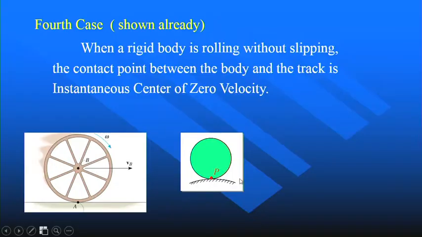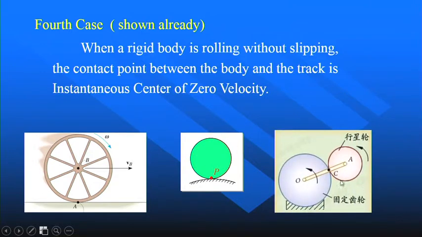For the other case, for example, a disk rolling without slipping on a surface, or what we call a planetary gear system, the planetary gear is rolling without slipping on the fixed gear. The contact point at this instant is C. So at this instant, C is the zero velocity point. Okay?